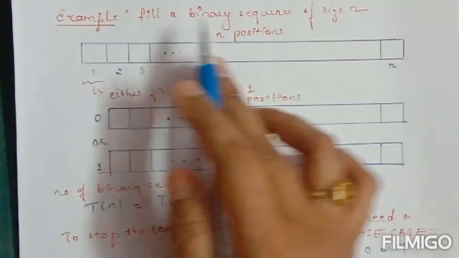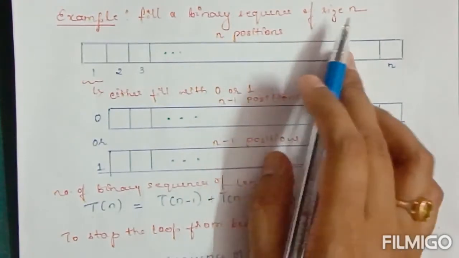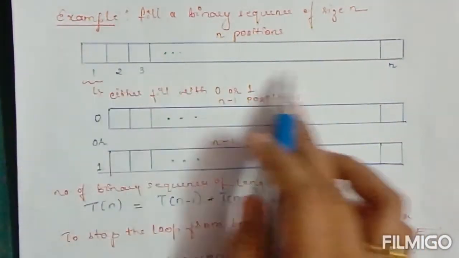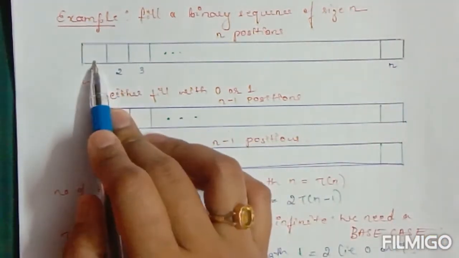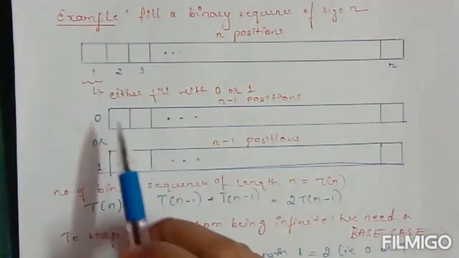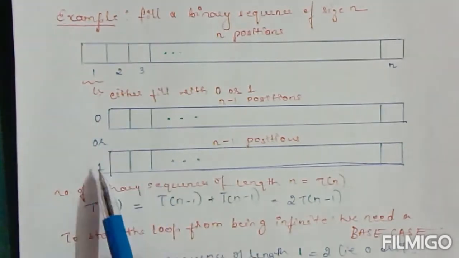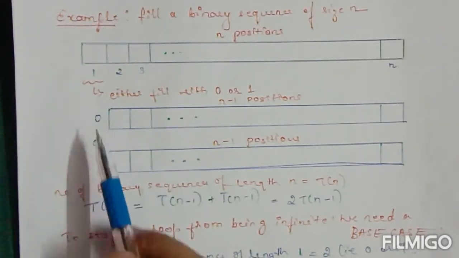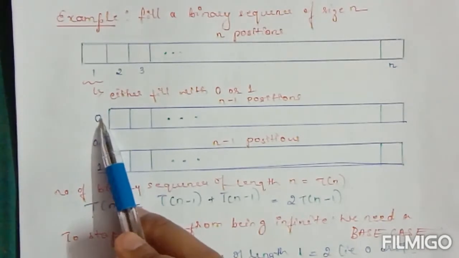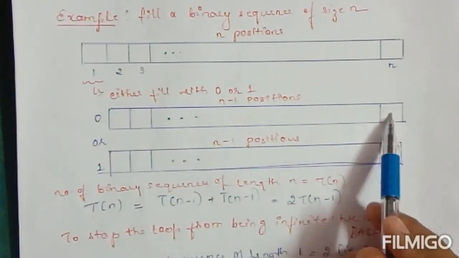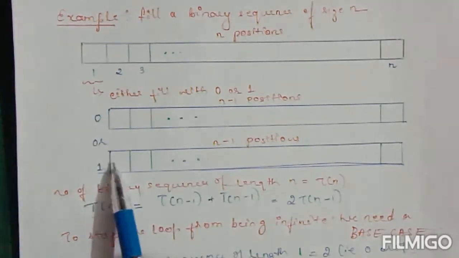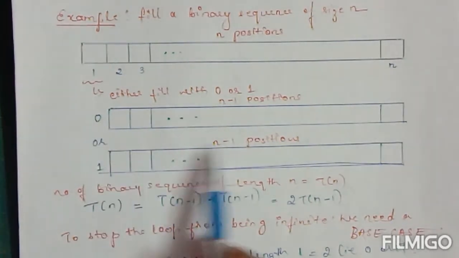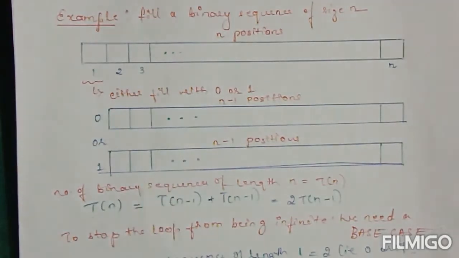So we will try to fill a binary sequence of size n. So I will have n positions which need to be filled. Now I'll take one position and start filling. In this one position, either I can fill it with 0 or I can fill it with 1. So no matter how I fill it, I will still have n minus 1 positions remaining to be filled after I am done with 1. Here also, after I am done with filling, I will have n minus 1 positions to be filled.